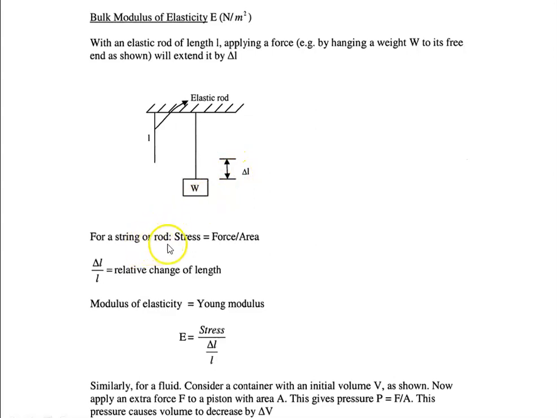Now for a string or a rod, stress is how much force you are applying over what area. So it is force over area, that's the stress. And what is the change of the length? Initially it was L, and now the change is delta L. So this is the relative change: delta L over L is the relative change of length. From the formula, the bulk modulus of elasticity is equal to the Young's modulus, which is stress over the relative change of the length. So E equals stress over the relative change of length, which is delta L over L. This is for an elastic rod.